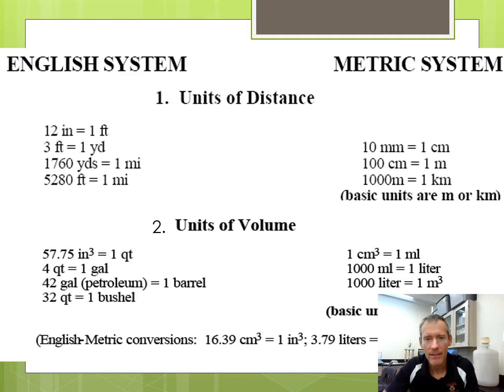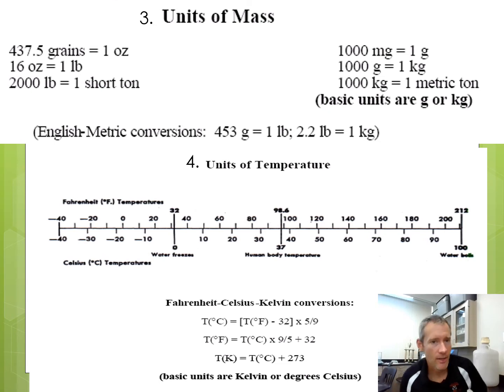But if you look at the metric system, 10 millimeters is a centimeter, 100 centimeters is a meter, and so forth. You look at volume, a cubic inch, 57.75 is a quart, 42 gallons is a barrel. I mean, these are very weird numbers to work with. Whereas in metric, you have 1,000 milliliters is a liter, 1 centimeter cubed is a milliliter, and so forth. You can also look at mass. 16 ounces is a pound, whereas 1,000 grams is a kilogram. It's all basic stuff.